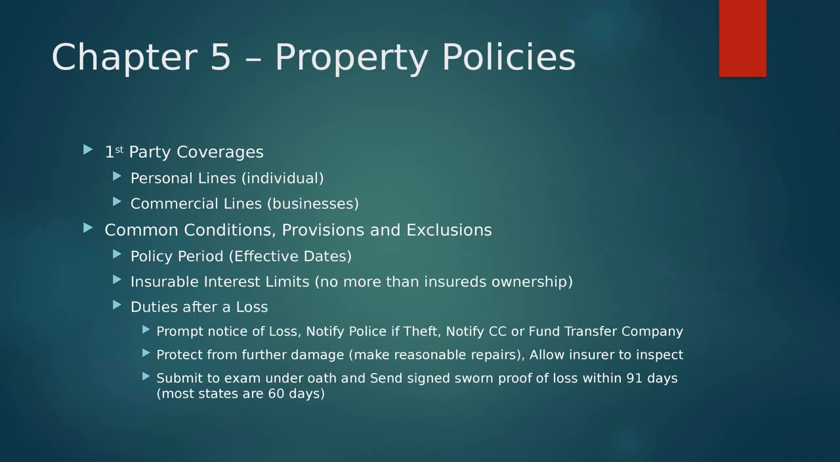You do have to protect the property from further damage and make reasonable repairs. For example, after a hailstorm has created a hole in the roof, you would be able to go up there and put a tarp with some bricks holding it down so further water doesn't get in and cause more damage. As long as you've made those reasonable repairs, the insurance company will pay you back for that. It won't come out of your limits. And this satisfies the condition of a duty after a loss.